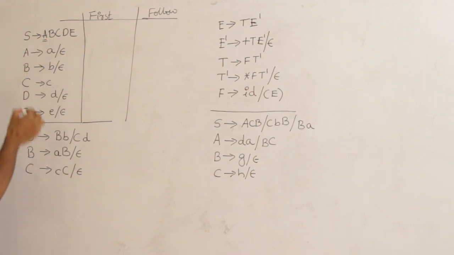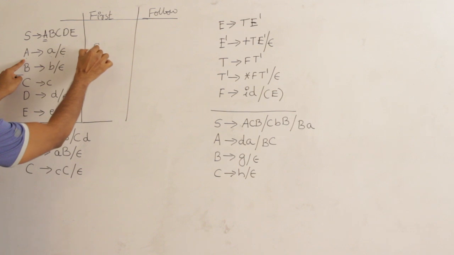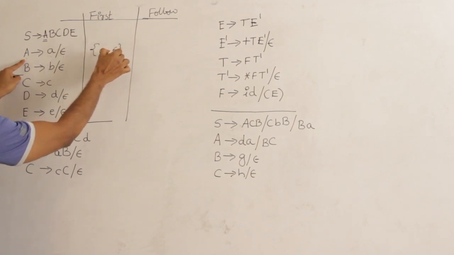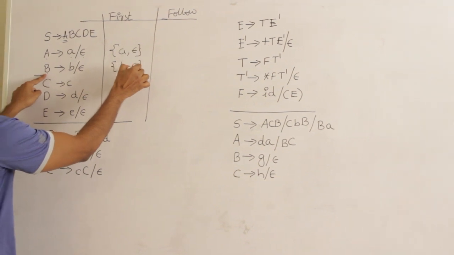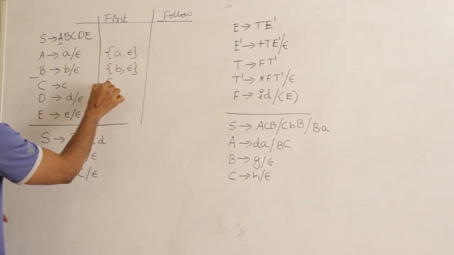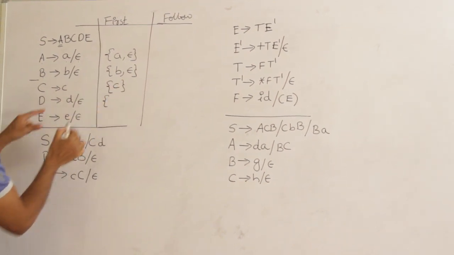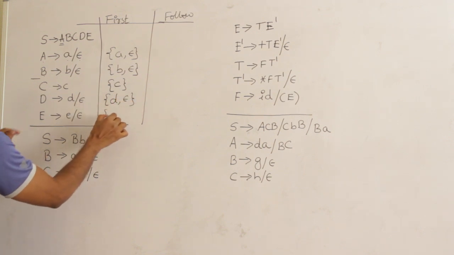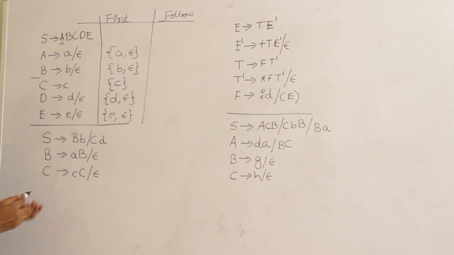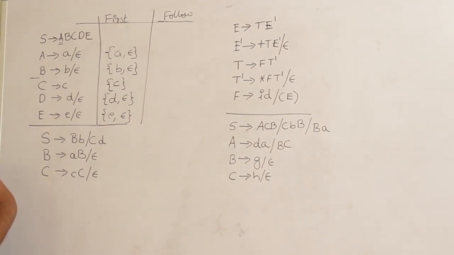What is first of A? First of A is small a. See, A is going to derive small a or epsilon. Therefore first of A is a or epsilon. What about first of B? b or epsilon. Why? Because it is generating b or epsilon. What about first of C? It is only generating small c, therefore it is simply c. What about first of D? First of D is d or epsilon. First of E is e or epsilon. Why? Because they are generating directly epsilon. So we are going to include epsilon only when it is being generated.